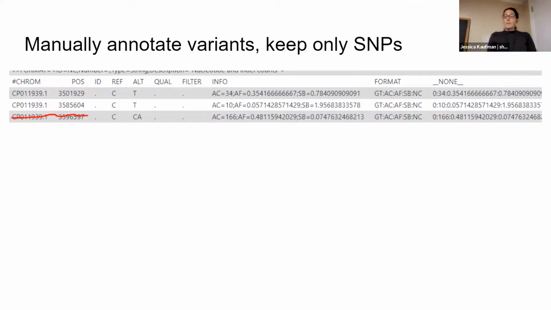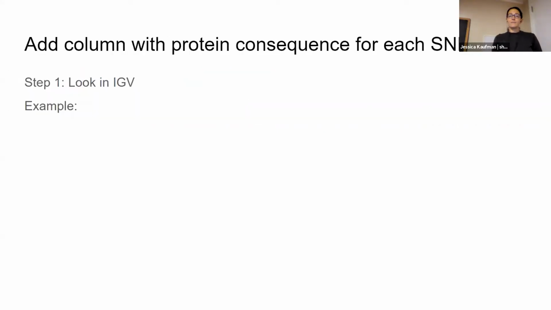Once you have a small number, here I have only 3 variants that were identified by the naive variant caller, you're going to want to manually open up that file in Excel and get rid of any rows that are not single nucleotide polymorphisms. You're also going to want to add 2 columns to take this information that's in a hard to read format and make it a little easier to read. AC stands for allele count, AF stands for allele frequency, and so you're going to add those columns in Excel.